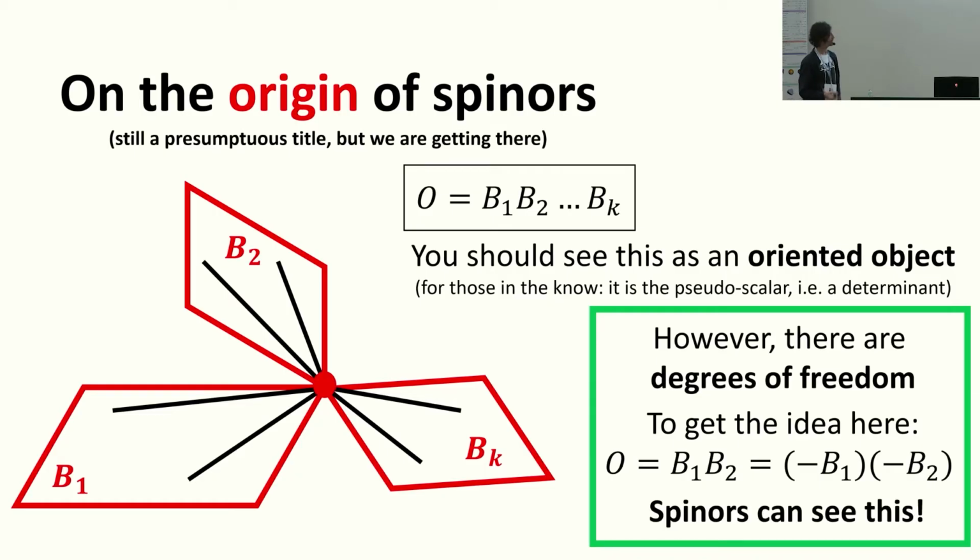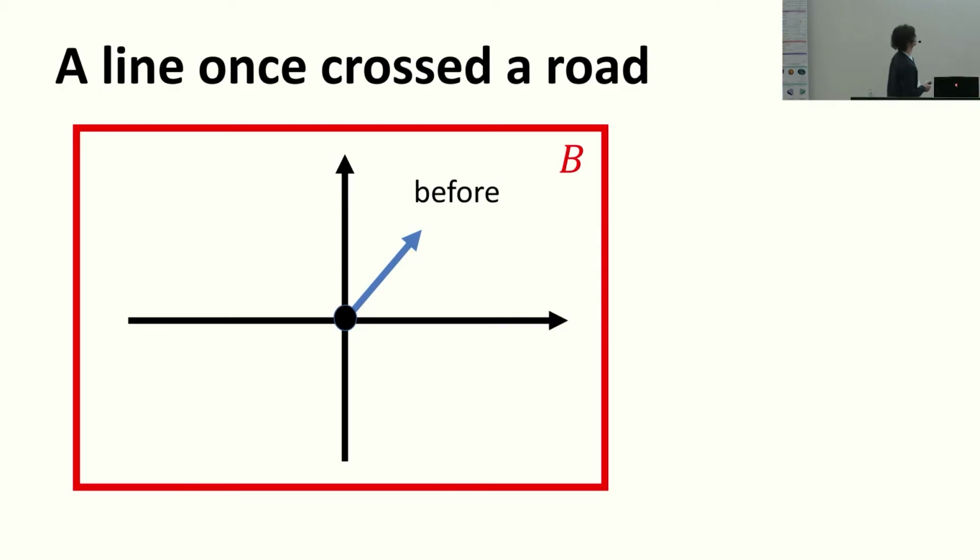Well, here's the thing, spinors can see this. So if I claim that the spinor representation teaches you something about the rotation group, well, I have to say the spin group, double cover and so on. If I say that they teach you something about the spin group, then this is what they can teach you. Spinors can see the difference between B1, B2 and minus B1, minus B2. They can do that. How does that work?